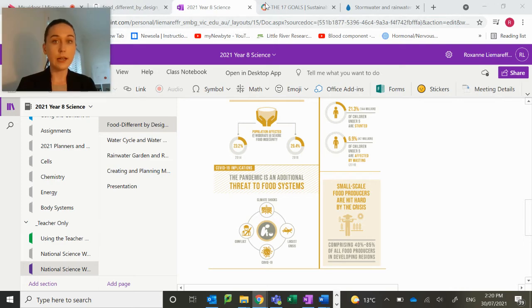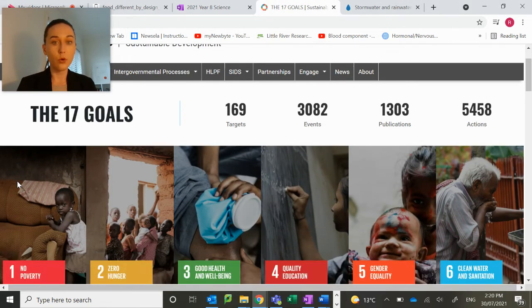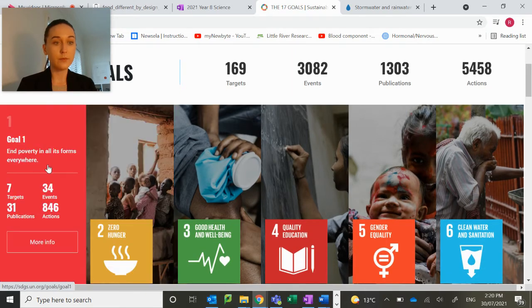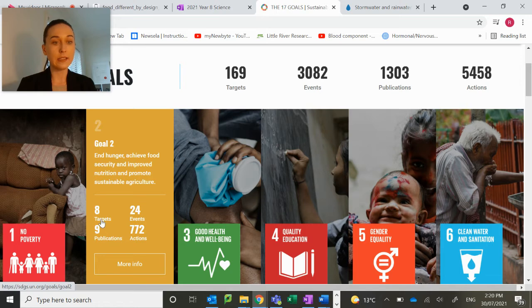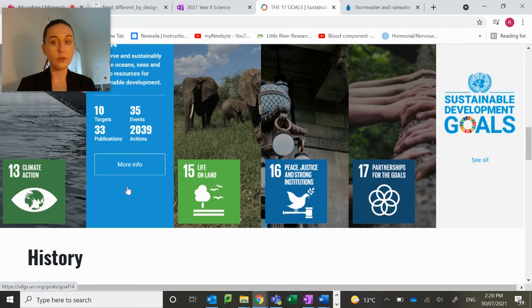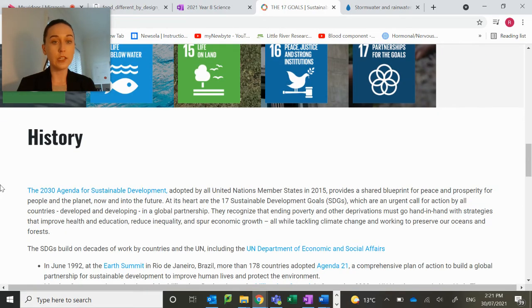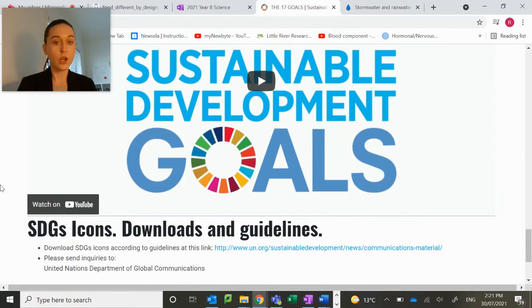We've got this website here. If we click on it, we can actually see all of the different goals. You can see that they have 8 targets. They've got 772 actions already and 24 events going on related to this goal that we're looking at. And you can see all of the different ones here. We've also got the history, and you can have a look at that in your own time.